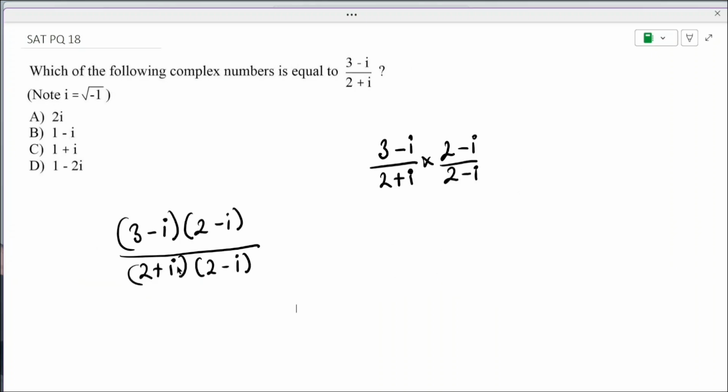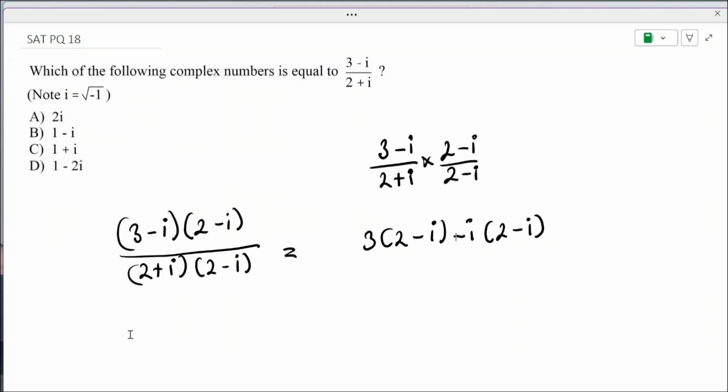We've moved it to this side so we can have more space to solve. We have this equals 2 minus i twice, leaving space in between them. The first 2 minus i gets the 3, and the second 2 minus i gets the minus i. You have to take the i with the negative sign in front of it, negative i.